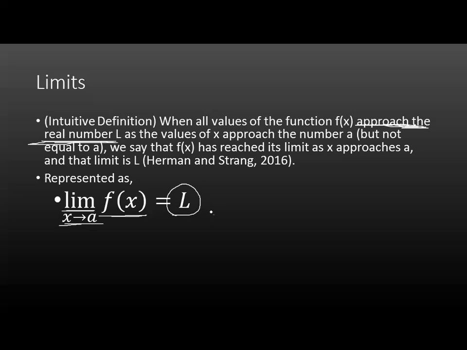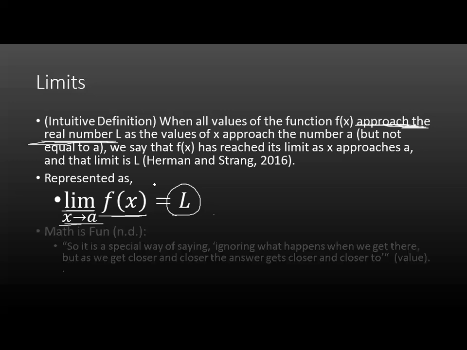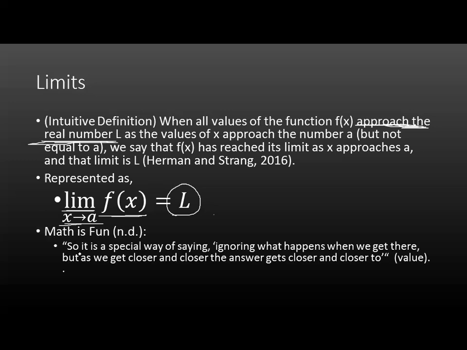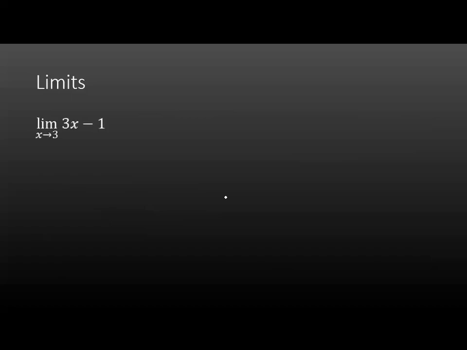So here, let's just describe this representation in the easy way. Remember this one, math is fun. So basically, it is a special way of saying ignoring what happens when we get there. But as we get closer and closer, the answer gets closer and closer to a value, or L for this case. All right. So it's not about, again, the exact answer, but the answer gets closer and closer to. That's it. All right. So let's have some examples.